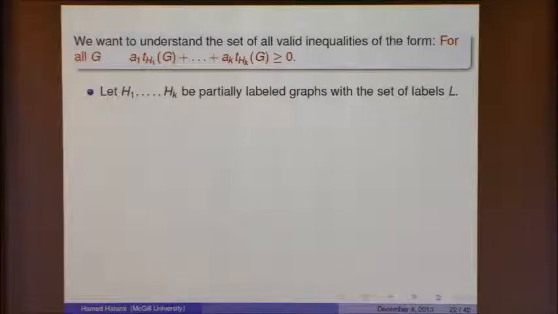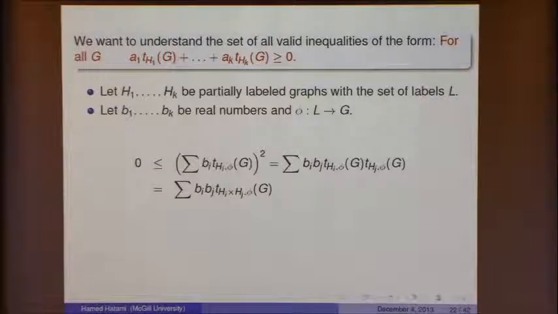Consider a set of partially labeled graphs with labels coming from a set L, and pick some coefficients. So these are just real numbers. They can be negative, positive. And the map phi, which tells me where labels go in this graph G. Now, let's look at the sum of b_i t(H_i, phi)(G). This can be a negative number or a positive number. I'm going to square it to make sure that it's a positive number. So this is at least 0.